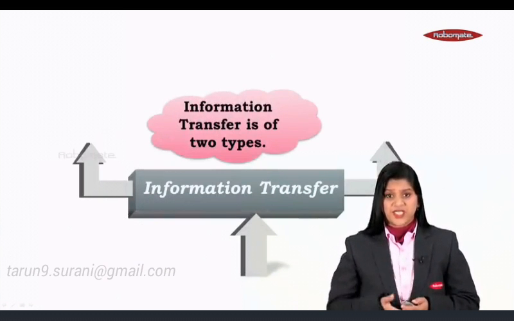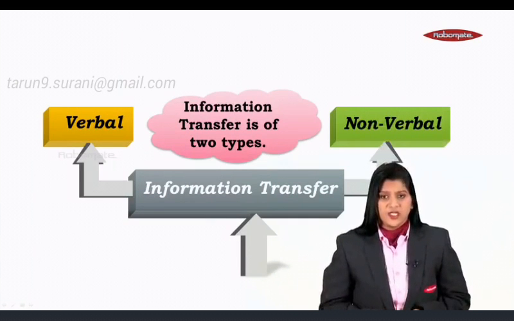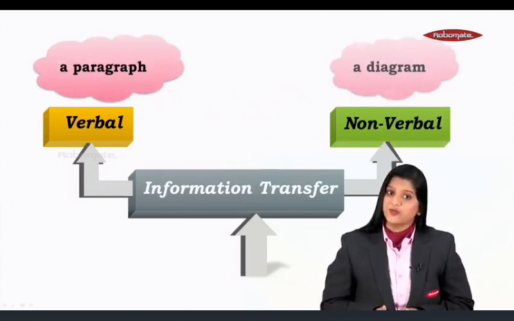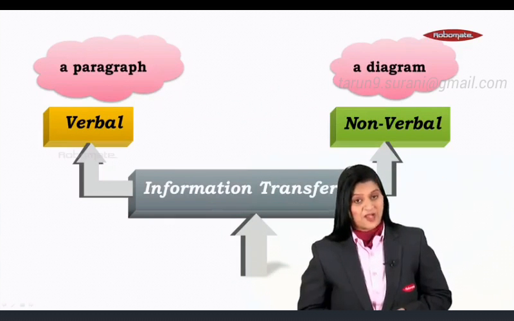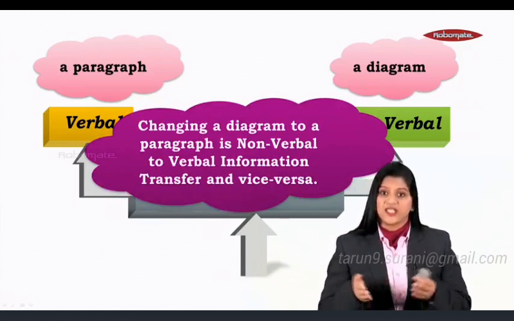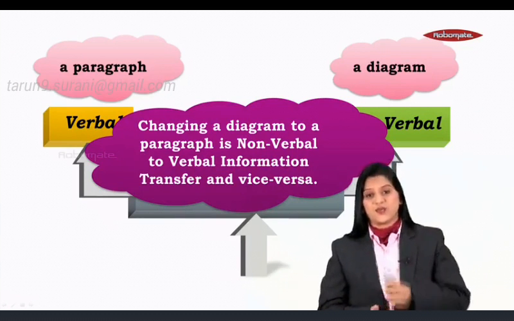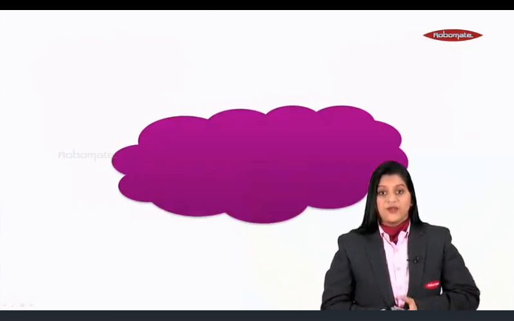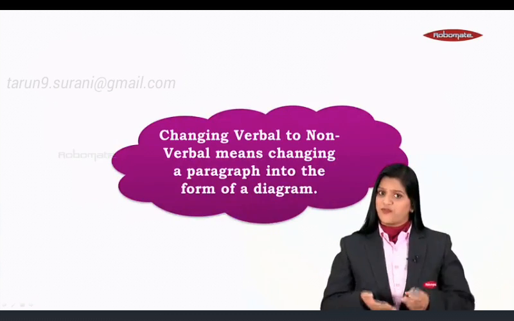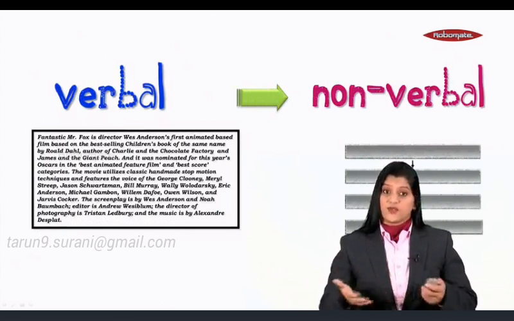Information transfer is of two types basically. One, verbal, and two, non-verbal. Now, what do you mean by verbal? It means a paragraph, and non-verbal will mean a diagram. Now understand, changing a diagram to a paragraph is non-verbal to verbal information transfer and vice versa. Changing verbal to non-verbal means changing a paragraph into the form of a diagram. So first, verbal to non-verbal is what we're going to learn.